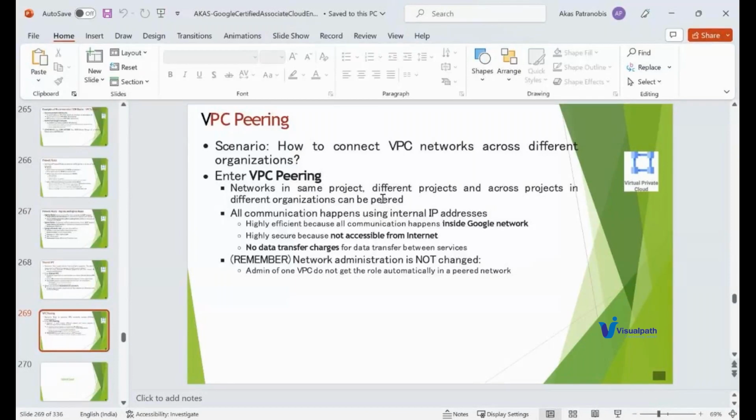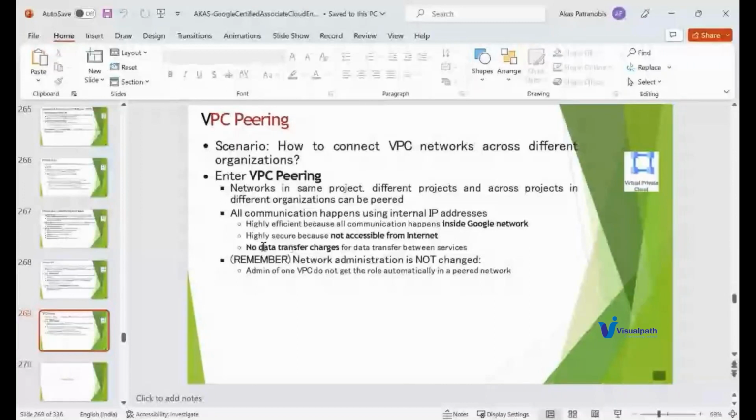Apart from that, the advantage of doing this is that your communication is highly secured. Even if you are doing cross-organization peering, the communication does not access the internet. It stays isolated and happens inside your Google network, meaning they communicate only via private IPs. These are the two major advantages you get from peering.